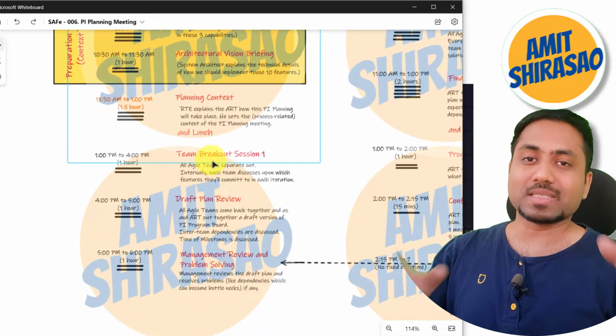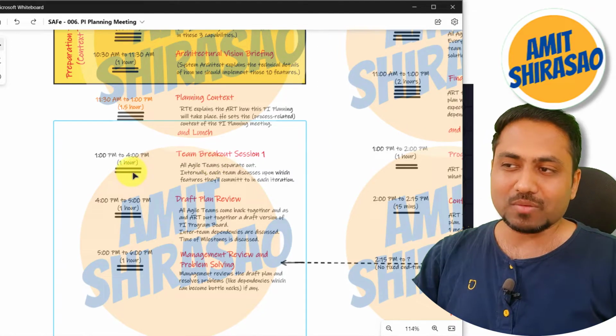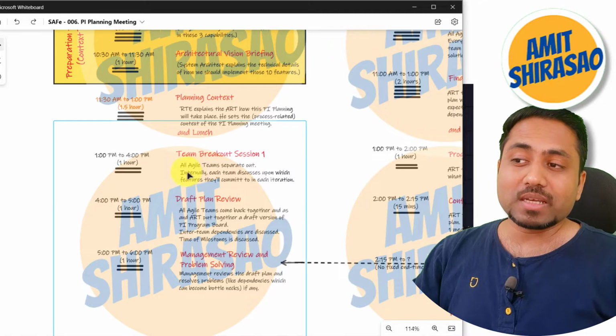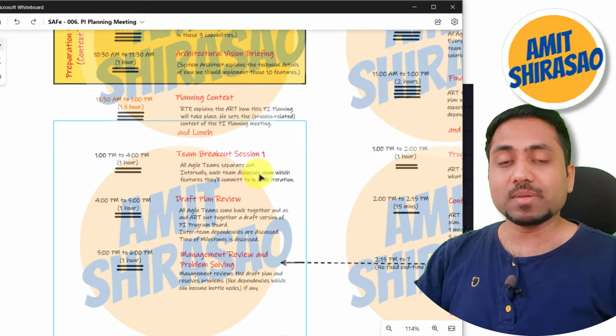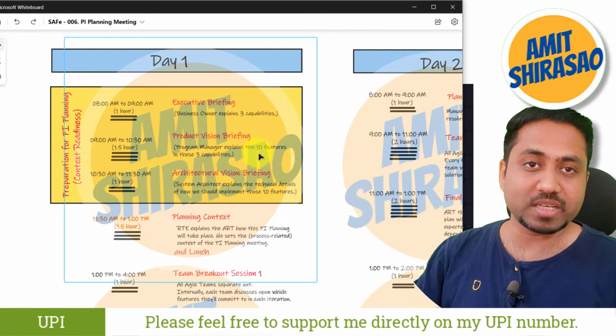After that, there is something called the team breakout session. The teams don't even assemble back. They go out for a breakout session, and this lasts for 1 hour. Now what is this team breakout session? In the team breakout session, basically every team picks up the stories which are explained in these particular 10 features.